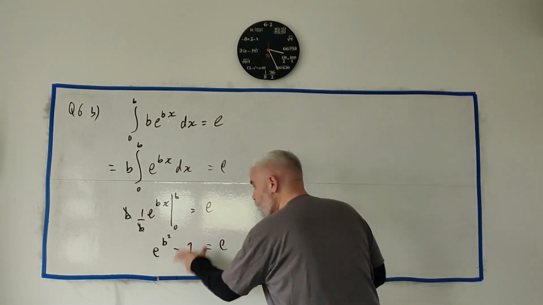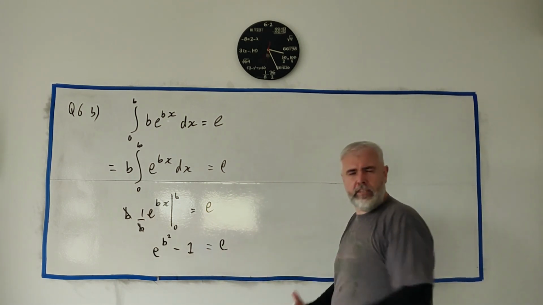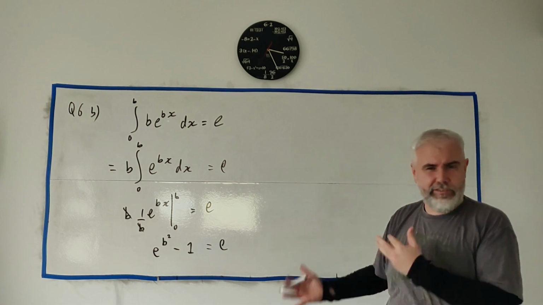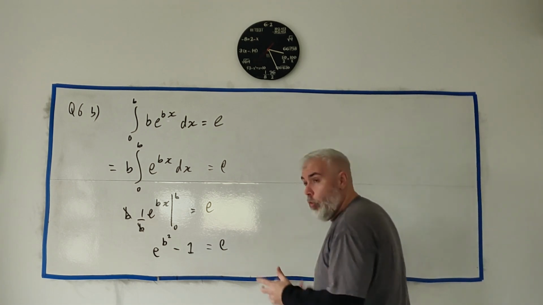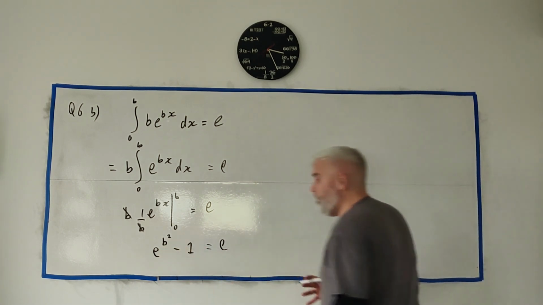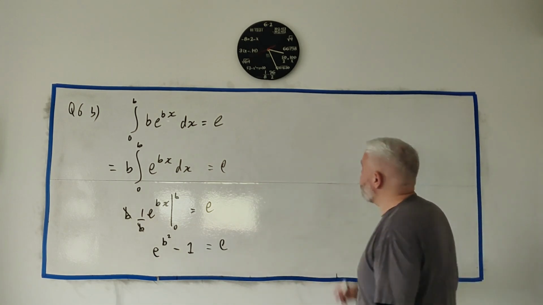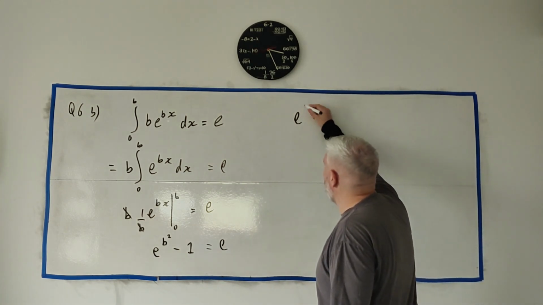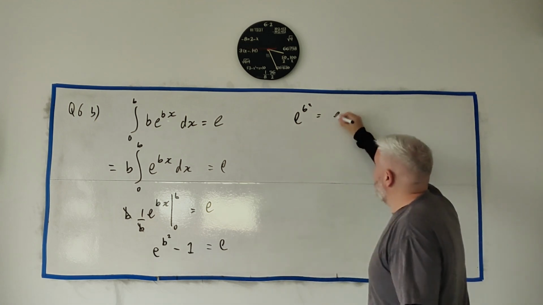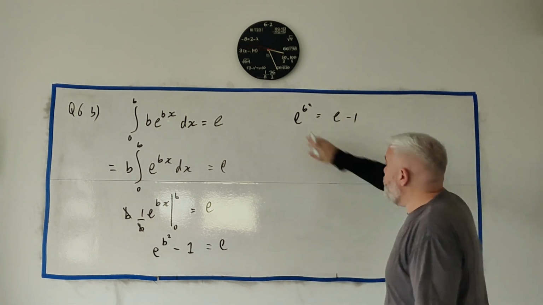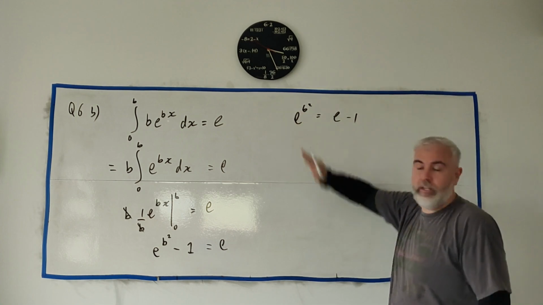Okay, now we have an equation with one unknown. Remember, we know e. It's on our calculator. It's 2.7 something. It's a known number. And the only thing we don't know is b. So we try and solve for this. Rearrange it a bit. We get e to the b squared is equal to e plus 1. How do we get rid of e? How do we get b on its own?